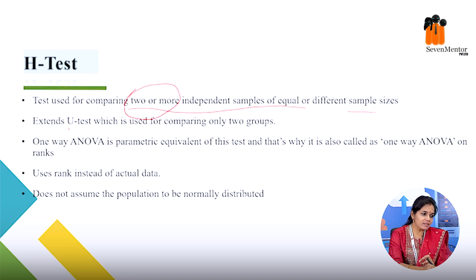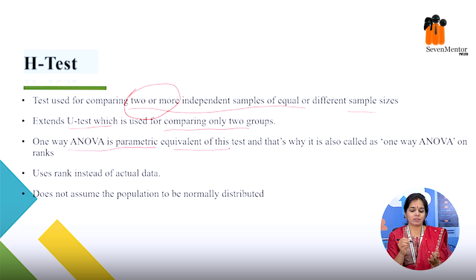See, it extends the U test. That's why I went back and showed you the slide again, the U test, and again I'm giving you the analogy with it. The H test is used for comparing only two groups. Okay, but here it is more than two groups. The one-way ANOVA test is the parametric equivalent of this.